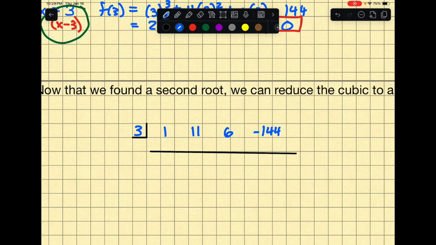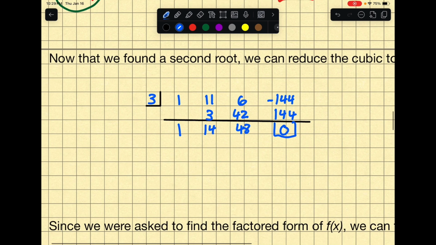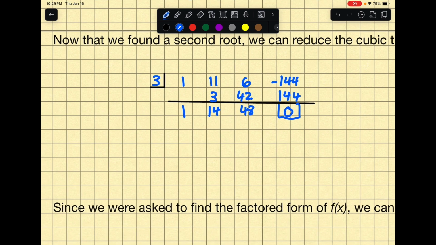Complete the synthetic division: we drop the 1, and then 1 times 3 is 3. 11 plus 3 is 14. 14 times 3 is 42. 42 plus 6 is 48. 48 times 3 is 144. And negative 144 plus 144 is 0. Good, we have no remainder. And importantly, we know that our quadratic now is x squared plus 14x plus 48.